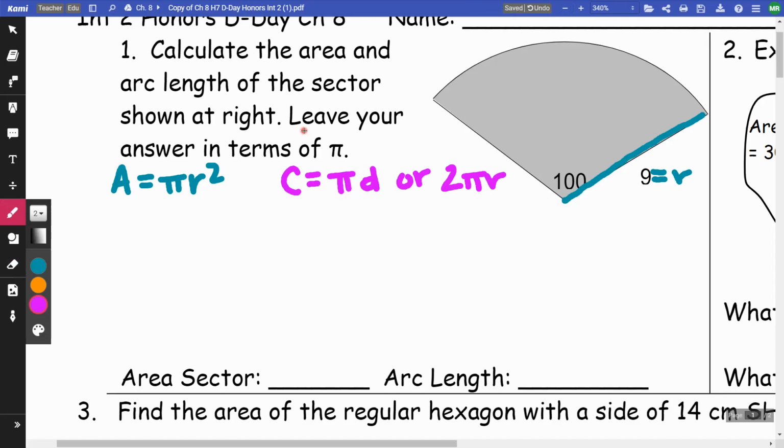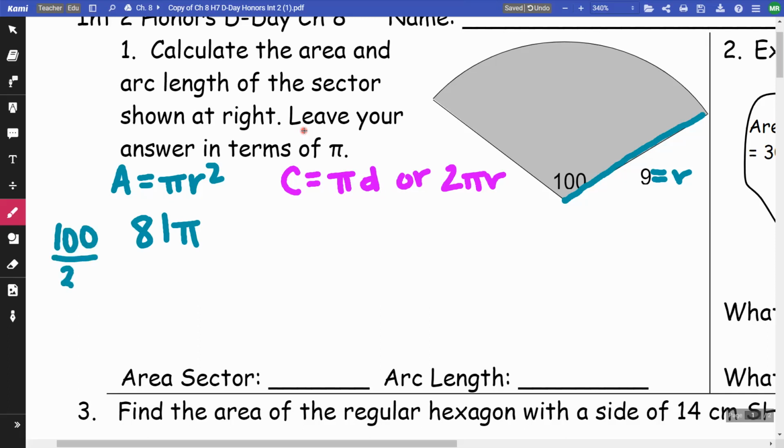So what I'm going to do is find the area of the whole circle and the circumference of the whole circle, and then find the part that I have. So the area of a circle is going to be 81 pi. Now, I don't have the whole circle. I have a portion. I have 100 degrees out of 360 degrees. I'm going to multiply that together, but when I multiply it, I'm not going to put my pi in so I don't get a decimal.